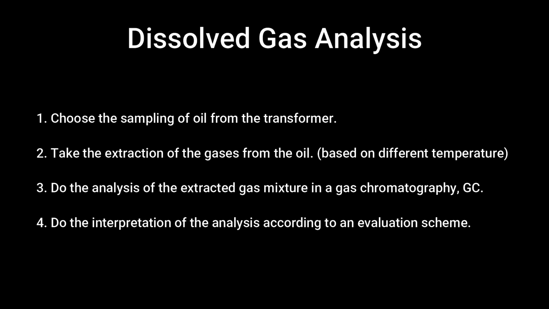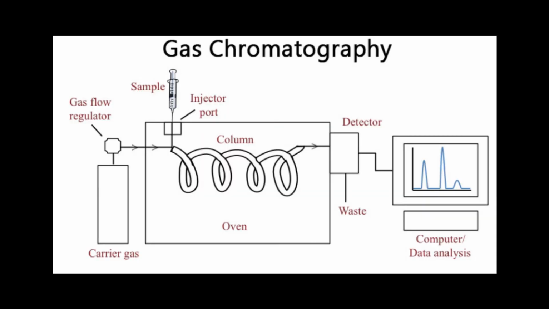The second test is dissolved gas analysis. Choose the sampling of oil from the transformer. Take the extraction of the gases from the oil based on different temperatures. Do the analysis of the extracted gas mixture in a gas chromatograph. Do the interpretation of the analysis according to an evaluation scheme. Here is the procedure of gas chromatography.